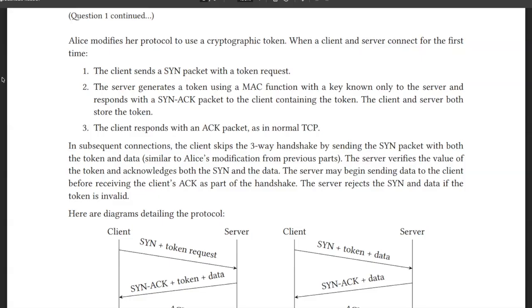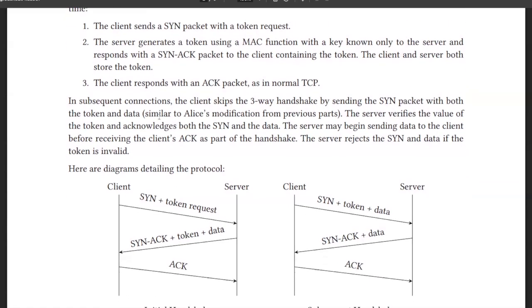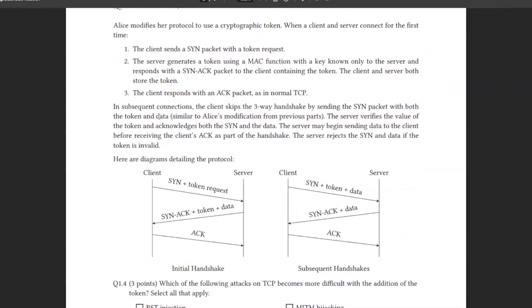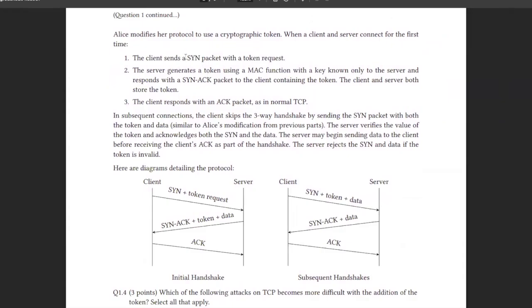Yeah, I think maybe we just go through it. I don't know if you had time to even read it, but essentially the idea is that this summarizes it well. You have this diagram, and now you're sending some sort of a token, right? You send a packet with a token request, and then the server receives that and makes a MAC with its own key, and it responds with a SYN-ACK packet to the client containing the token that the client sent. And then the client and server both store the token.